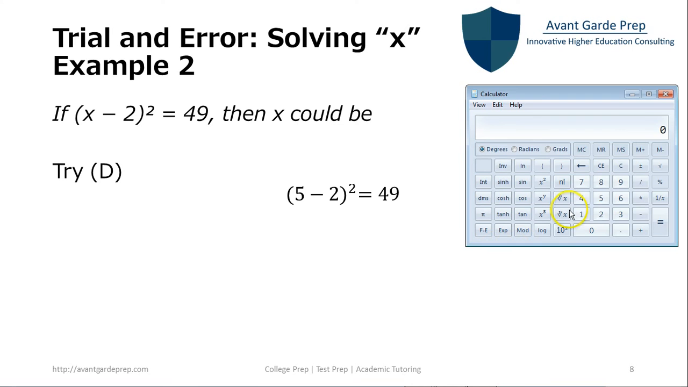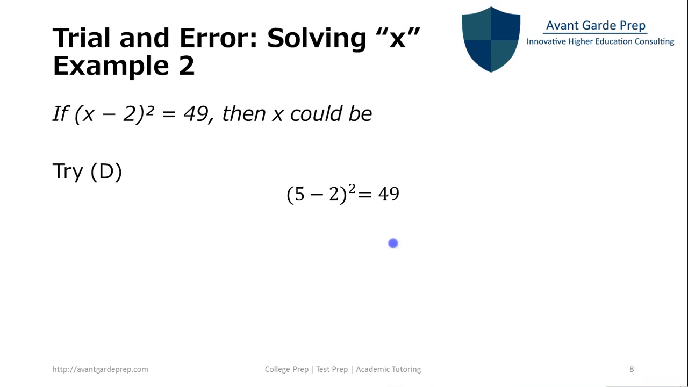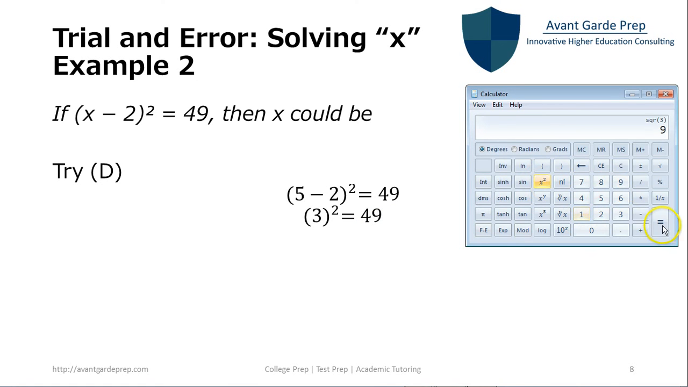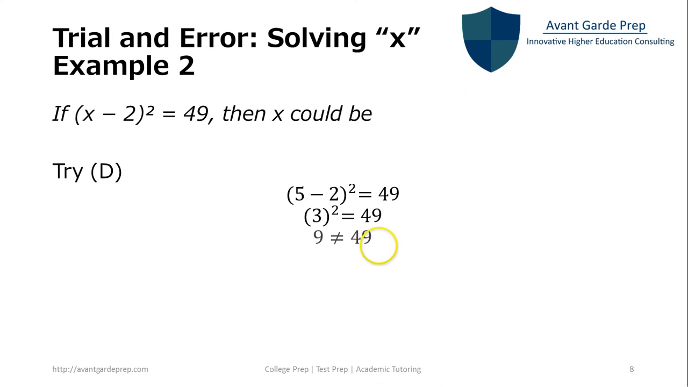We'll pull out our calculator and subtract 2 from 5. That'll give us 3. So now 3 squared equals 49. Well, that doesn't seem very right. So sure enough, 3 squared is 9, which does not equal 49. At this point, we can see that when we increased our input, our output also increased. So we know that we went in the right direction. And now we know that we have eliminated all the answers except answer choice E. So at this point, we know that answer choice E is the correct answer.